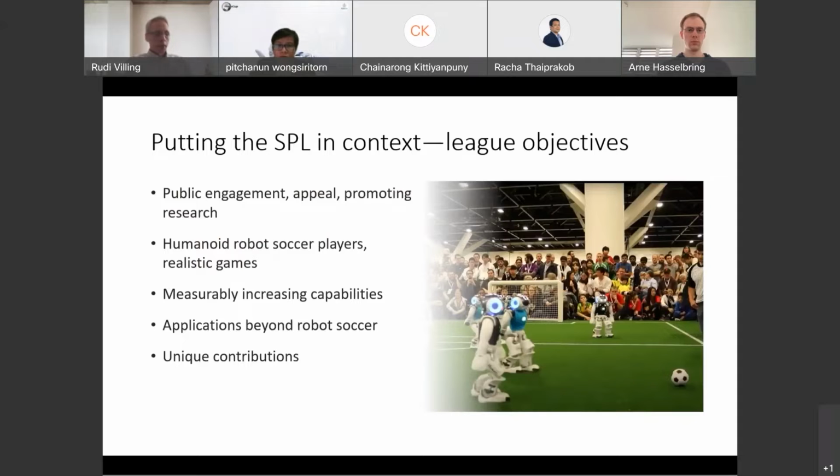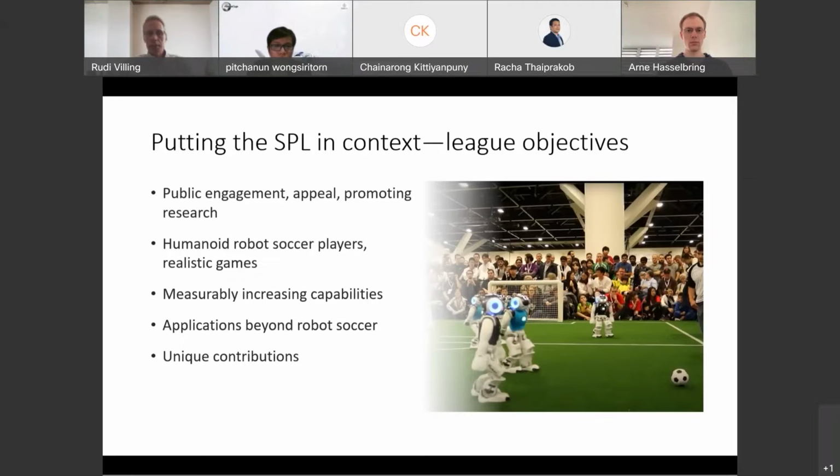As we mentioned, it's important that the SPL and RoboCup in general maintains public engagement that is appealing, that it helps to promote research in robotics and AI, and that it contributes to the 2050 goal. And the way in which we try to contribute to the 2050 goal is by advancing the capabilities of our humanoid robot soccer players towards more realistic games, and where we feature measurably increasing capabilities, both for cooperative capabilities of the team and individual capabilities of the robots. We need to contribute to the scientific and technology developments that also have application outside the field of robot soccer.